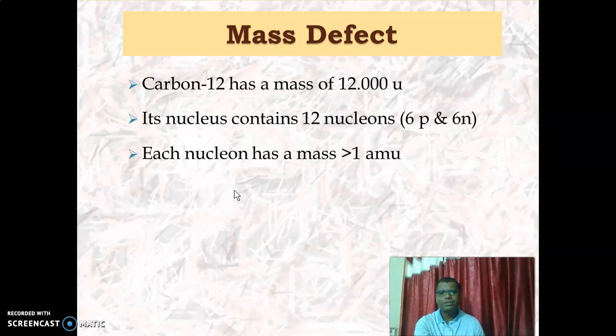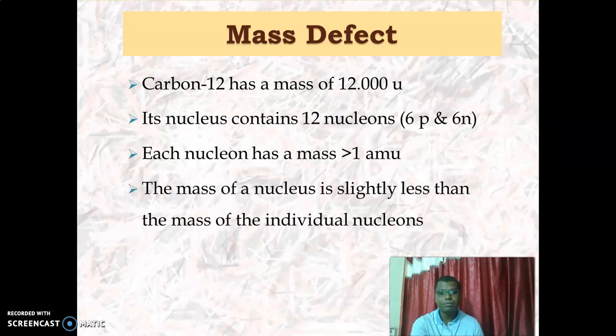But it is found that each nucleon has a mass less than 1 atomic mass unit, because in the theoretical mass we discussed, 1.00 something is the mass of each proton or neutron. But actually each nucleon has a mass less than 1 atomic mass unit. Therefore, the mass of the nucleus is slightly less than the expected mass. This mass of the nucleus is slightly less as compared to the mass of the individual nucleons, meaning the expected mass is greater and the actual mass of the nucleus of the atom is smaller.